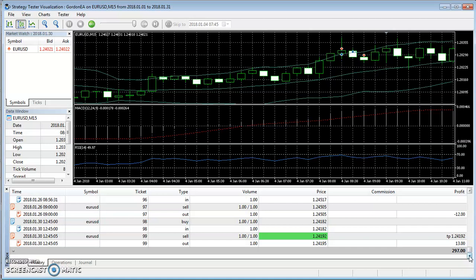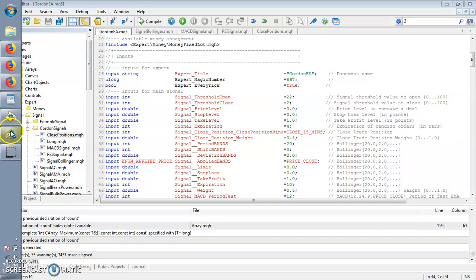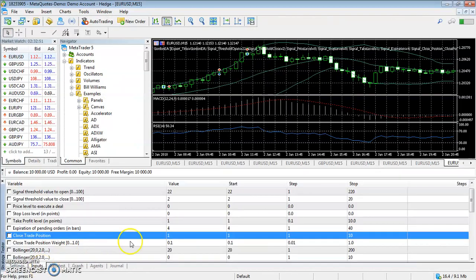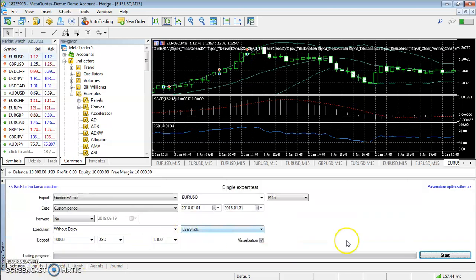And finally, after 1 month, it's a $297 profit. Now let me do another test, changing the stop loss parameter from 15 minutes to 3 minutes. I'm sorry, from 15 minutes to 45 minutes, which the 3 represents. Let's test it again.